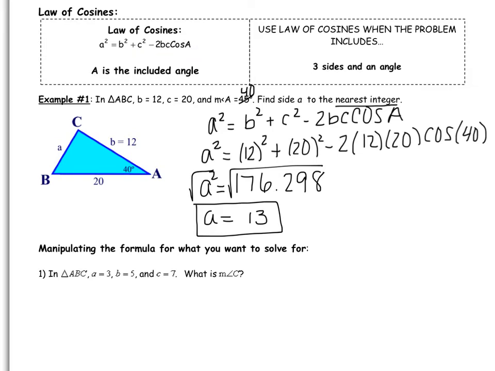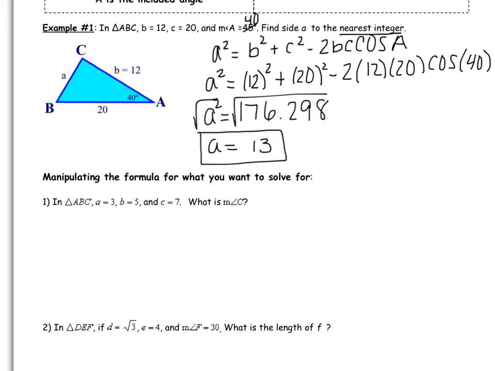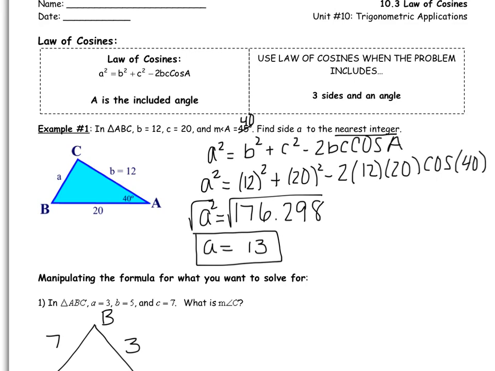So let's go through this slower, and let's draw a picture. So we've got triangle A, B, C. Little a is 3, little b is 5, and little c is 7. They want to know what is the measure of angle C. So this is your unknown. So I want you to think of law of cosines, the formula, as whatever angle they give you is here, has to match here. So that's where you're going to start. And then everything else falls into place.